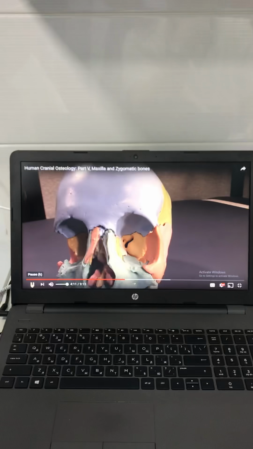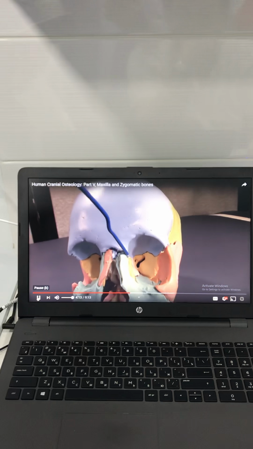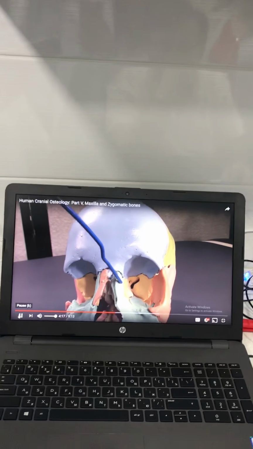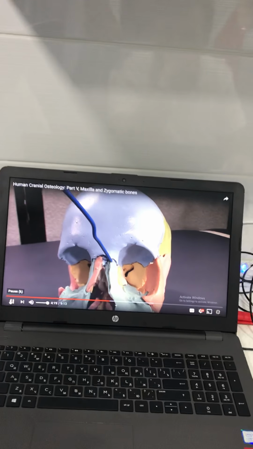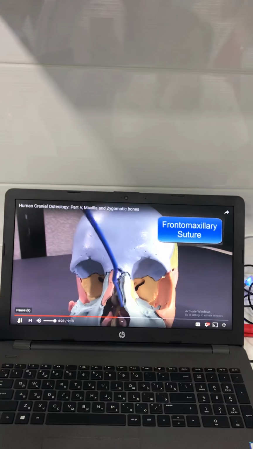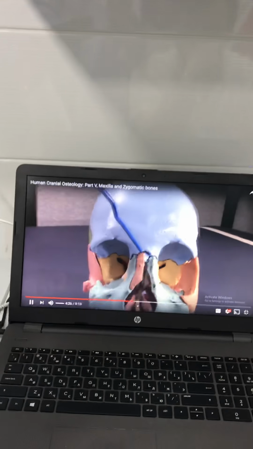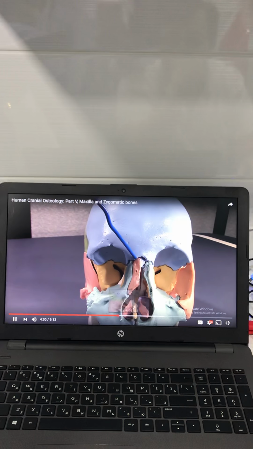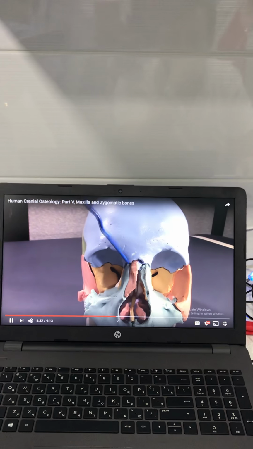We covered these already, but the suture between the frontal bone and the frontal process of the maxilla is called the frontal maxillary suture. Now we're missing the nasal bone. This is the frontal nasal suture right there. This is the frontal bone.